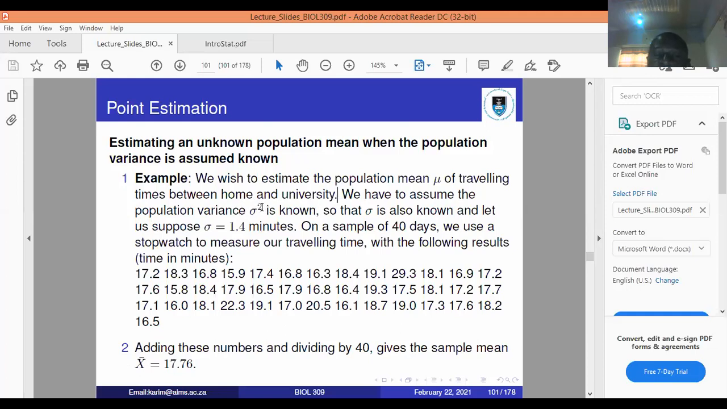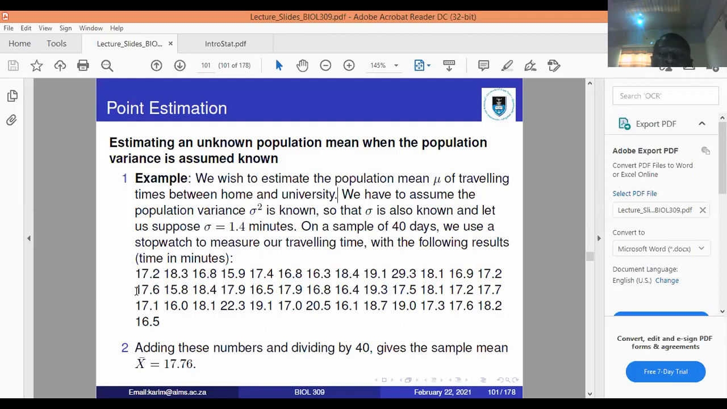Let's assume we know the population variance, so that the standard deviation is also known. Let the standard deviation of the population be 1.4. That is the standard deviation. And we are saying that on a sample of 40 days, we use a stopwatch to measure our traveling time with the following results.